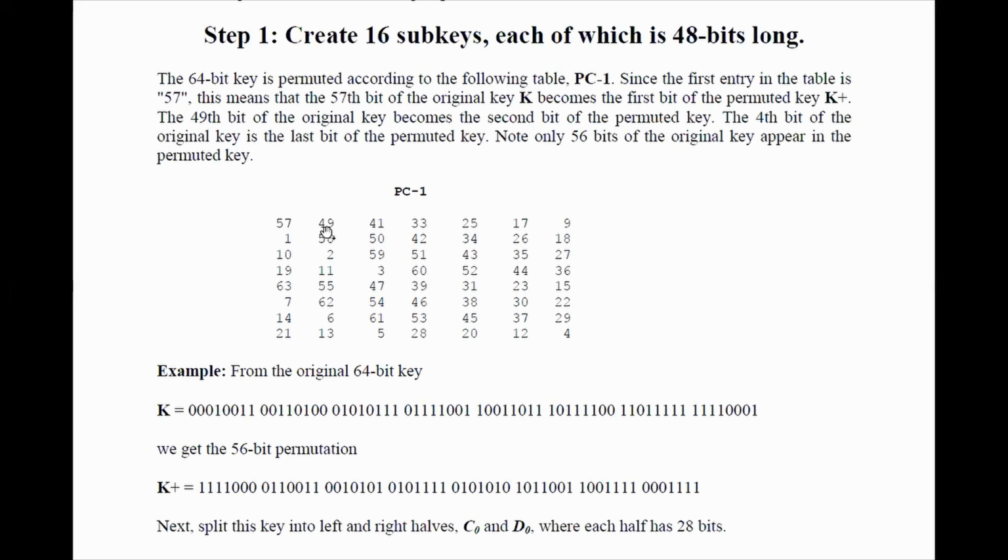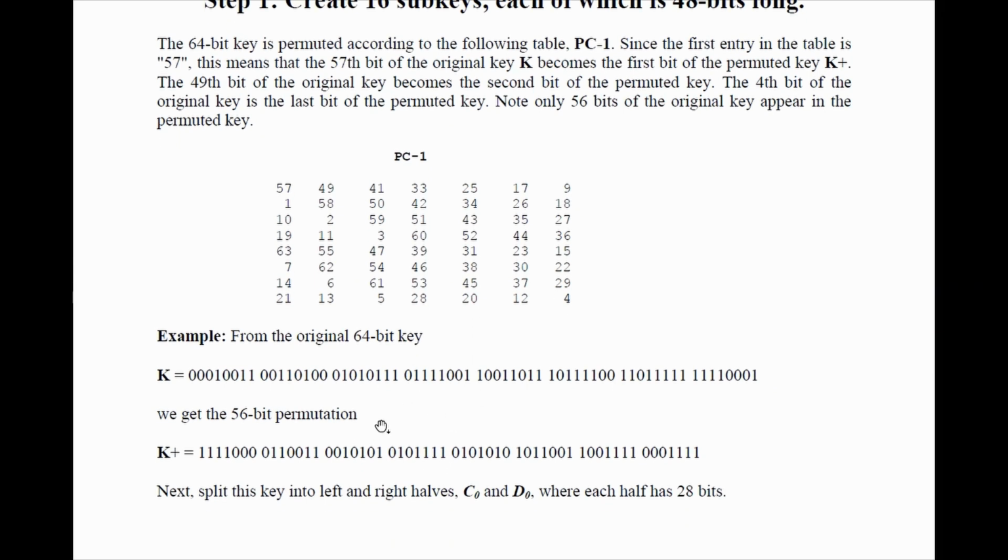What is the second bit? 49th. You'll have to get the 49th bit from this data and copy it to the second location. Similarly, for the third location, you get the 41st bit from this data and copy it at the third location, and so on. So sir, we are just creating that permutation using this table? Yes, whichever is first, we copy that bit. Correct. Okay, sir.